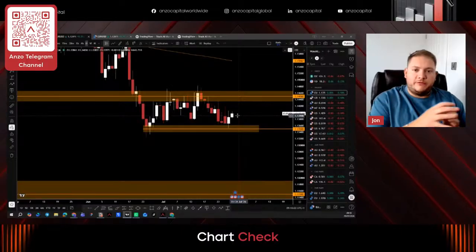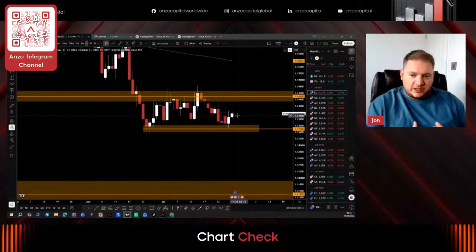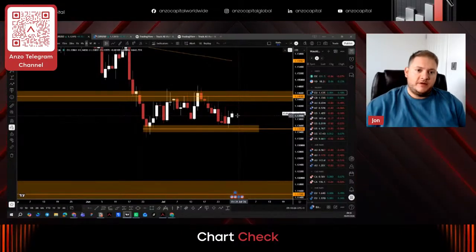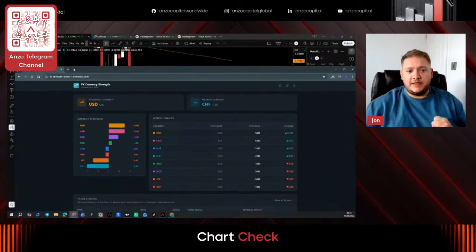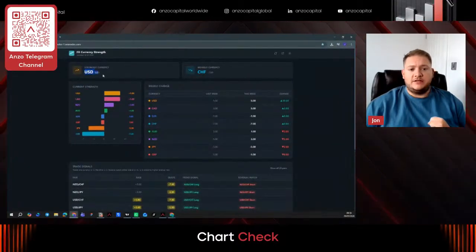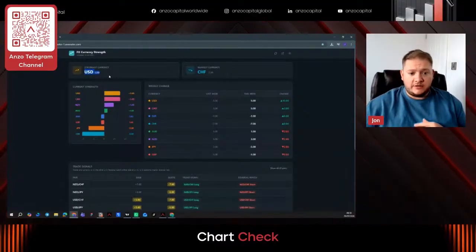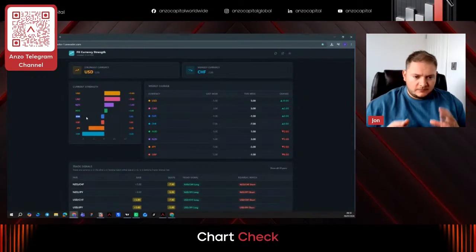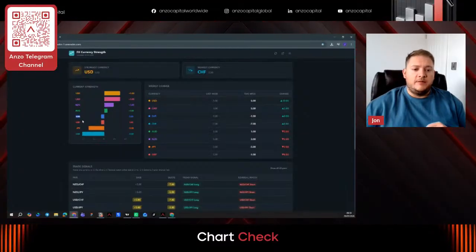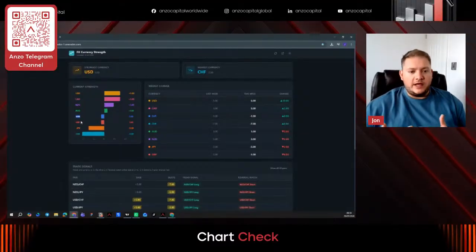I like to wait for the reaction first before starting to get involved with the move. Now, just to add a little bit of a caveat to that, we have the currency strength meter. The currency strength meter is telling us that the US dollar is currently the strongest currency. Euro on the meter at the moment sits at -1, so not really that strong, but also not completely weak.